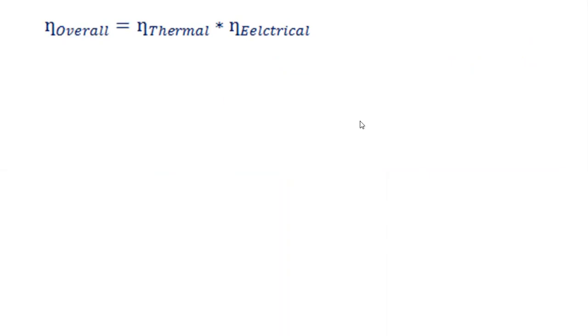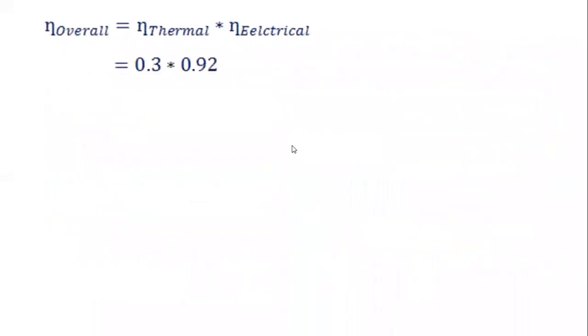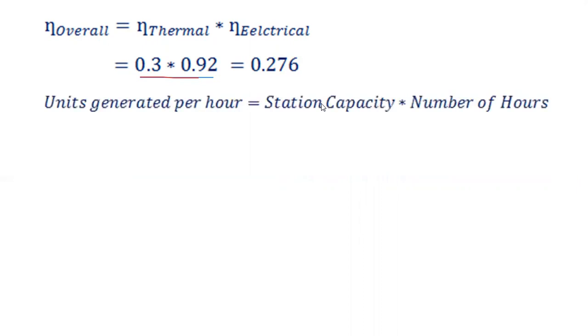Now we want to find the overall efficiency, thermal efficiency into electrical efficiency. In the problem, the thermal efficiency is 0.3 and the electrical efficiency is 0.92. Substituting, 0.3 into 0.92, simplifying, we get the value 0.276.